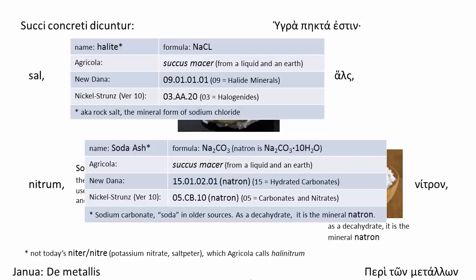For Agricola, sal and nitrum are closely related succi macri, meager juices made in this case from a liquid in an earth. Sal is our mineral halite, aka rock salt, classified chemically as a halide. Nitrum is what is generally called soda ash or soda, classified chemically as a hydrated carbonate.